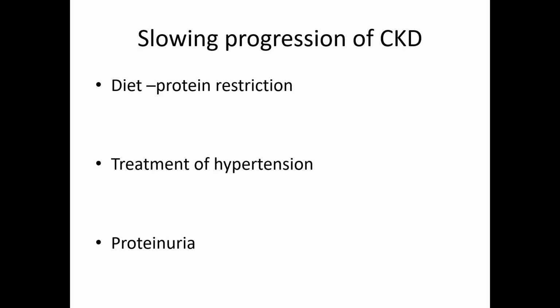So usually we prescribe a low protein diet, about 0.6 gram per kg body weight, and it is shown that in these patients the GFR doesn't decline as fast as in those patients having a normal protein diet, that is 0.8 to 1 gram per kg.